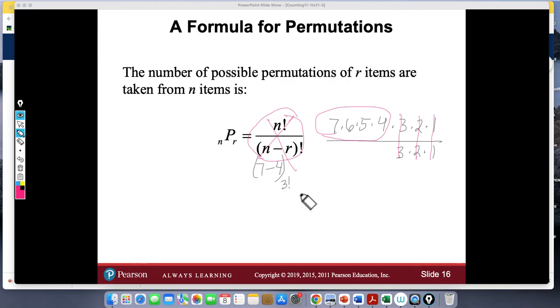Even when I didn't have a calculator that would do all this stuff, I would know, I've got 100 things and only 3 slots, 100 times 99 times 98. Okay, stop. And then that's all this formula is doing. But again, in this one, I'm going to encourage you to use the online calculator to do the calculations.